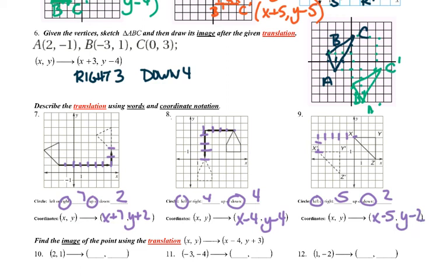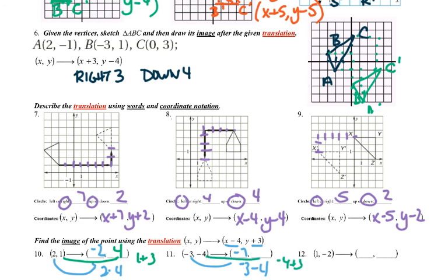Now you're actually just doing the ordered pairs. So here it's saying x minus 4, y plus 3. So we're just going to take the 2 and do 2 minus 4 is negative 2. And then take the 1 and do 1 plus 3 or 4. So you're just following the directions. Subtracting 4 from the x coordinate, negative 3 minus 4 is negative 7, and adding 3 to the y coordinate, negative 1.